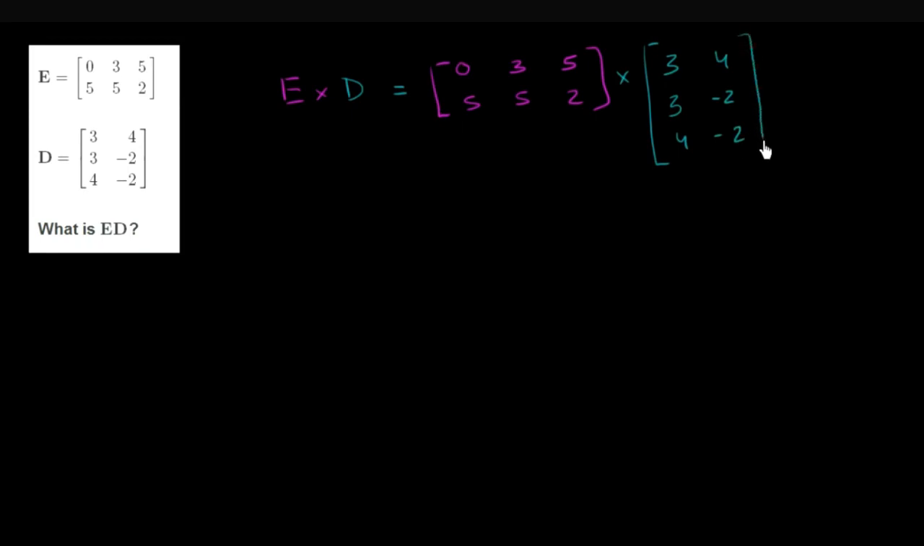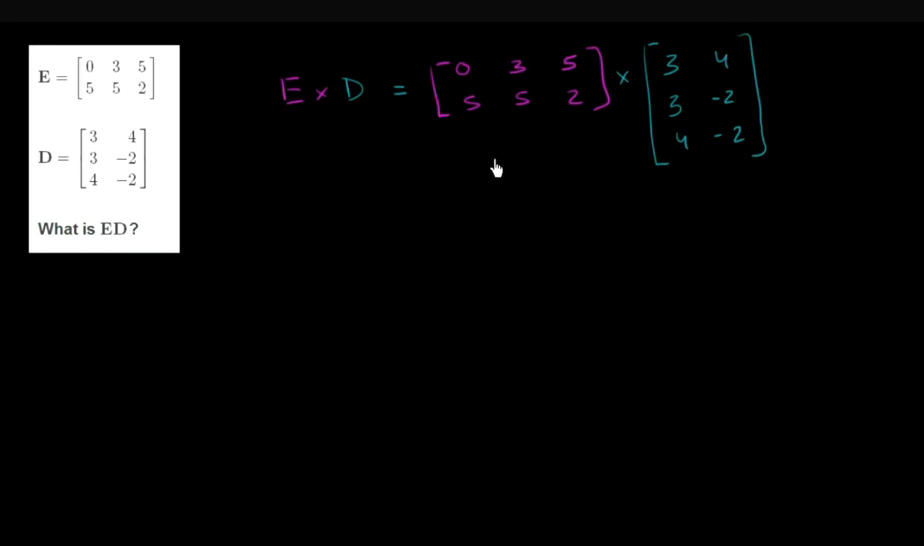So this is matrix E times matrix D, which is equal to, matrix E is all of this business. So it is 0, 3, 5, 5, 5, 2 times matrix D, which is all of this. So we're going to multiply it times 3, 3, 4, 4, negative 2, negative 2. Now, the first thing that we have to check is whether this is even a valid operation. Now, matrix multiplication is a human-defined operation, in fact, all operations are, that happen to have neat properties.